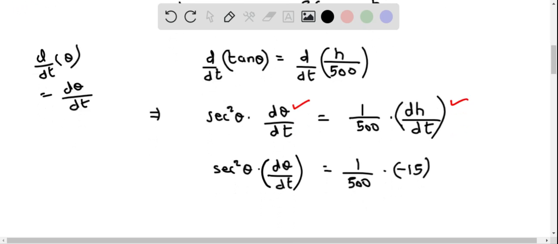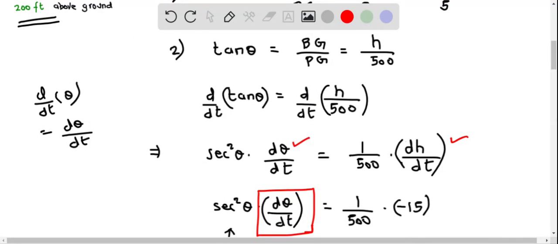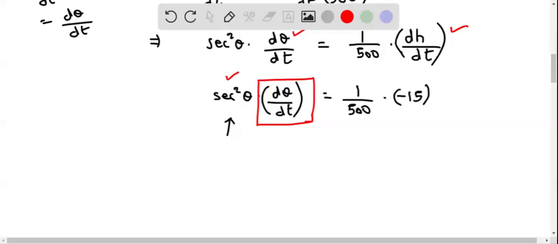To solve this equation for d theta over dt, we need to know the value of secant square theta. Let's see how we can find it. Basically, we are going to find d theta over dt, the rate of change of theta with respect to time. To find the value of secant square theta, we go back to step 1 and use the information that tan theta equals 2 over 5. I'm going to write it down separately here: tan theta equals 2 over 5. Using this and a trigonometric identity, I'm going to find the value of secant square theta.